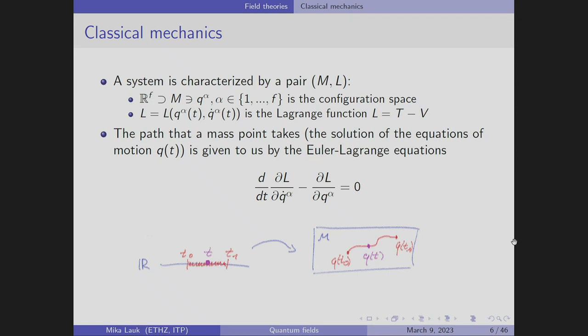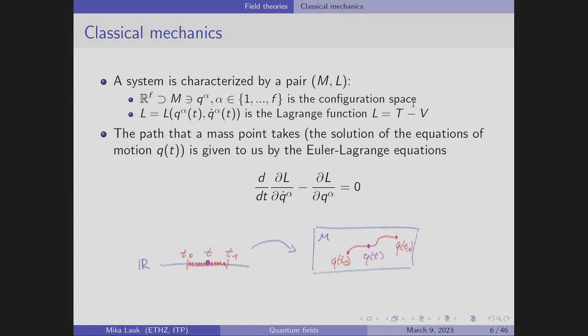So if you think of M here as this room, then we can let a free particle move through this room, and this will describe some curve. I call it q of t. You can also call it x of t with a vector. And this describes the motion of the particle, right?